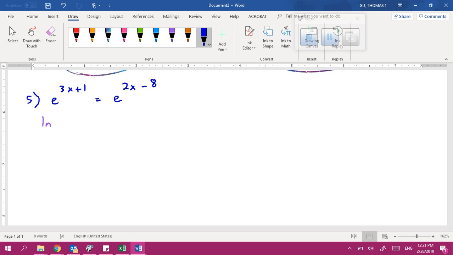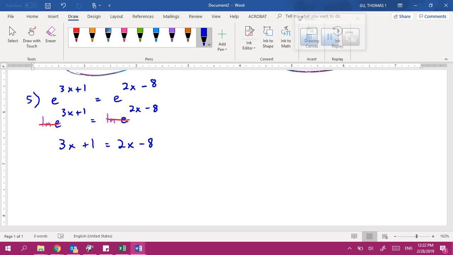Is there another method? There is another way you can do this, and it's more about using your sense. Because if you do this, ln of e is going to cancel on both sides, right? And then you get what? 3x plus 1 equals 2x minus 8.